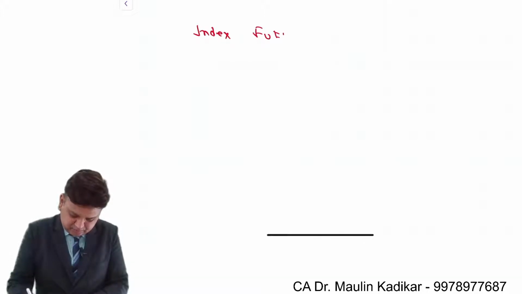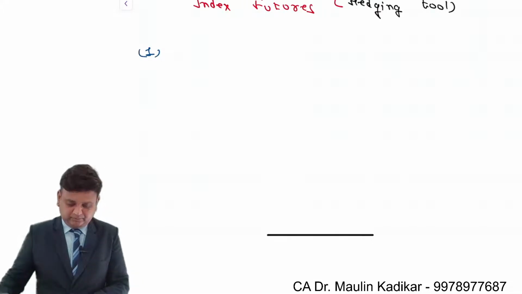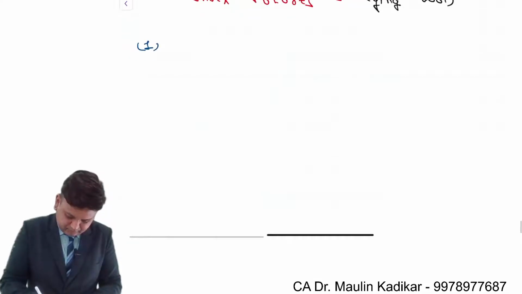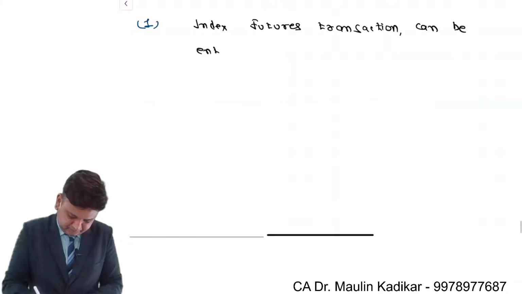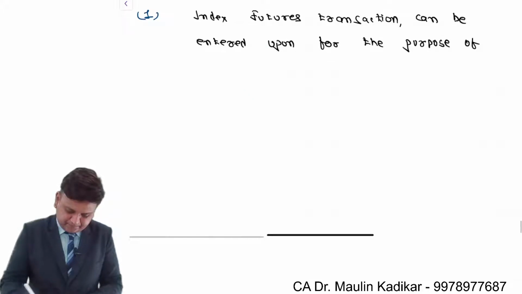Index futures, in brackets write down hedging tool. In that, write down the first point: index futures transaction can be entered upon for the purpose of hedging. Full stop.